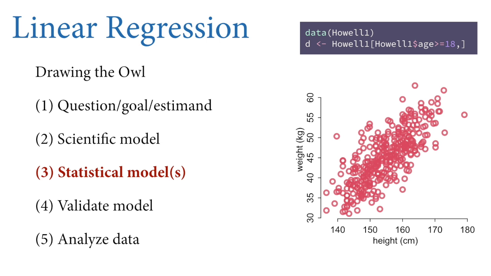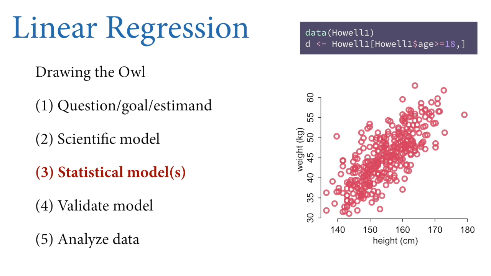All right, welcome back. Let's continue on with drawing the linear owl. We're at step 3 now. Just before the break, we had produced a simple scientific simulation of a linear relationship for how height influences weight.